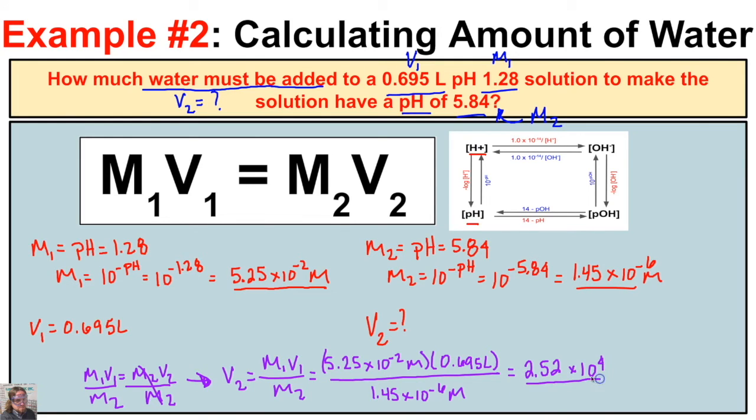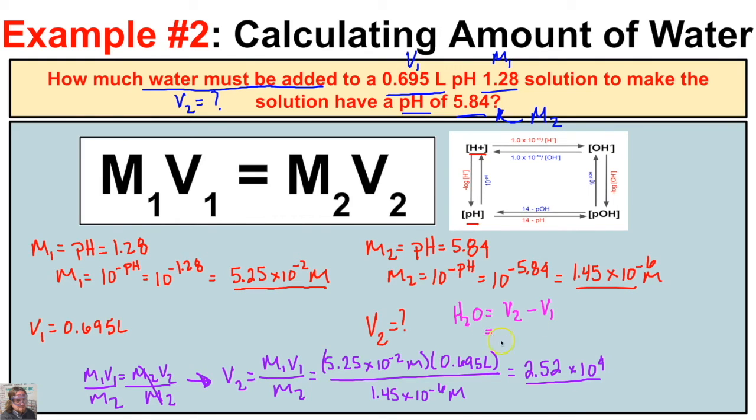So this is not our final answer. The question, if you read it, is asking for how much water must be added to this. So to get this answer, we have to take this one final step further. So to get the amount of water, we have to take V2 minus V1.